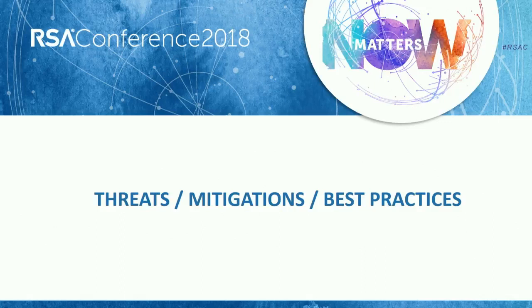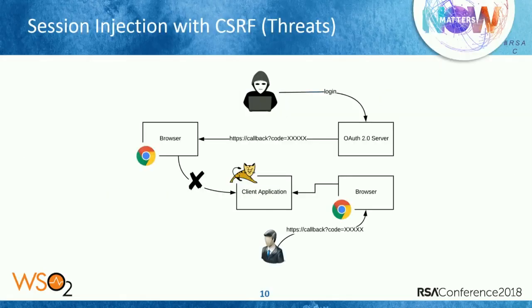Okay, so now let's have a look at common threat vectors. The first one is session injection with cross-site request forgery. In this case, we have a public OAuth authorization server, an attacker, a victim, and a client application. Both the attacker and the victim have accounts in the public authorization server. It's like Facebook, so anybody can create an account.